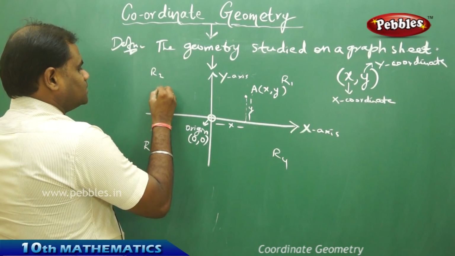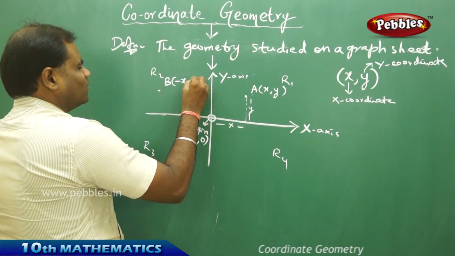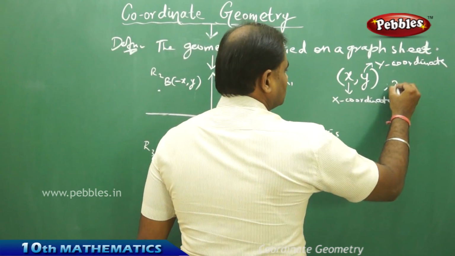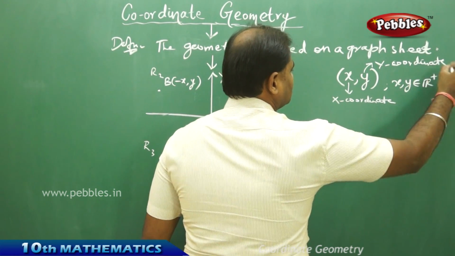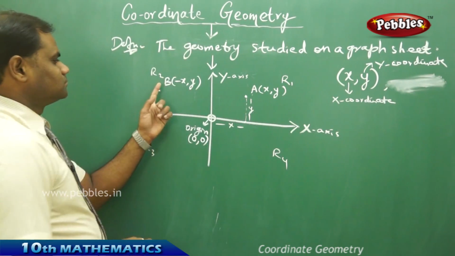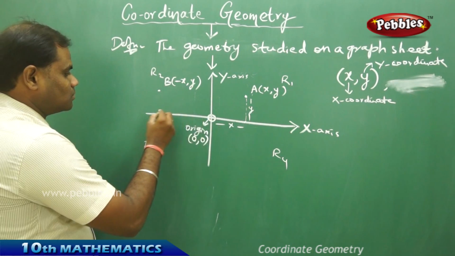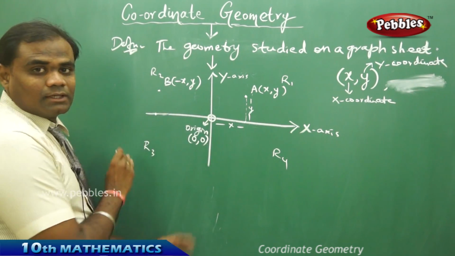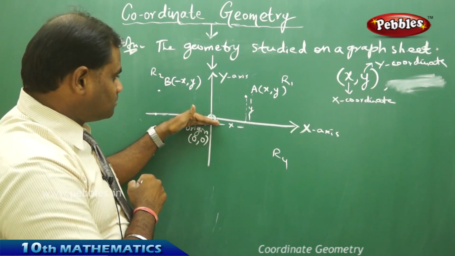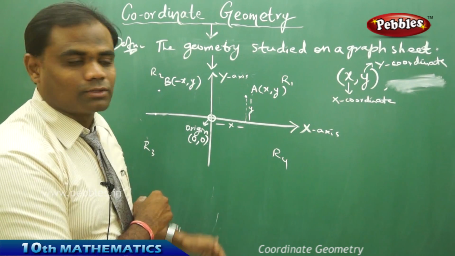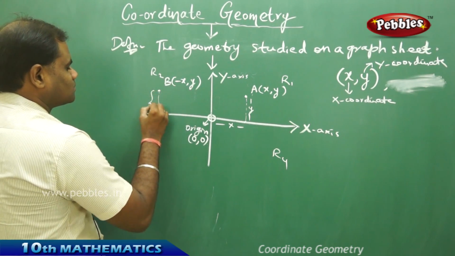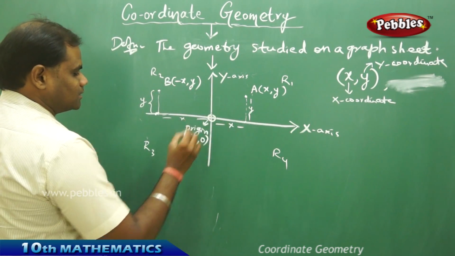Similarly, when I take the point B as minus x, y, assuming x and y are positive real numbers, then this moves minus x on the left. All the positive x values move on the right and negative values move on the left, plus y on top, minus y values on bottom. Therefore, this would be x units on the left and y units on top.